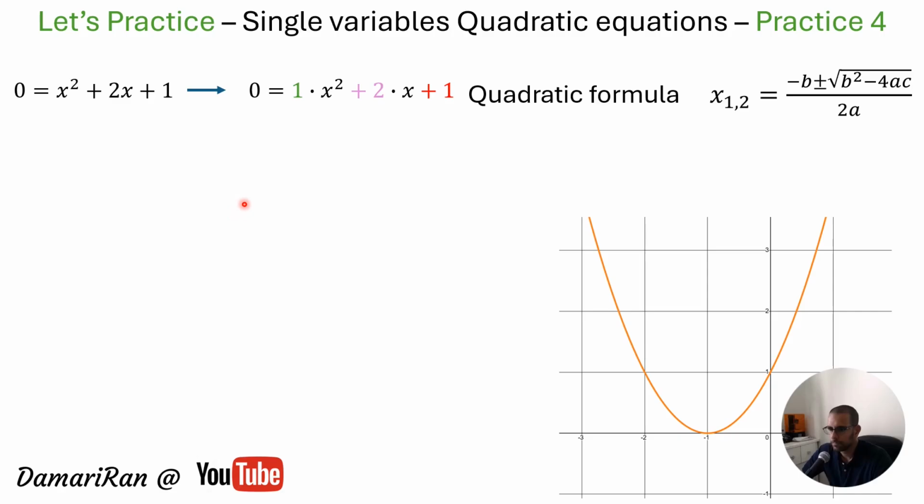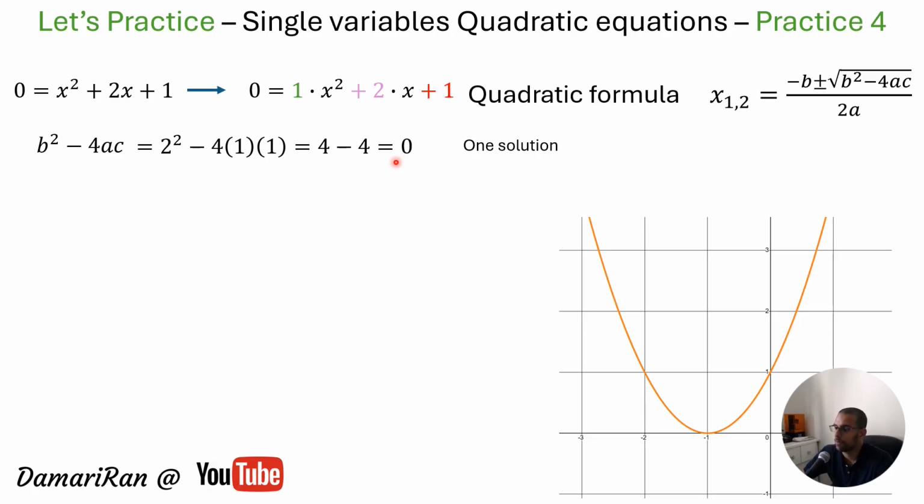Here I'm identifying a, b, and c. Now let's plug it into the discriminant. Here it is. I put 2 right here, I put 1 right here and a 1 right there. After doing all the algebra, I see that my discriminant is equal to 0, which means that I only have one solution.